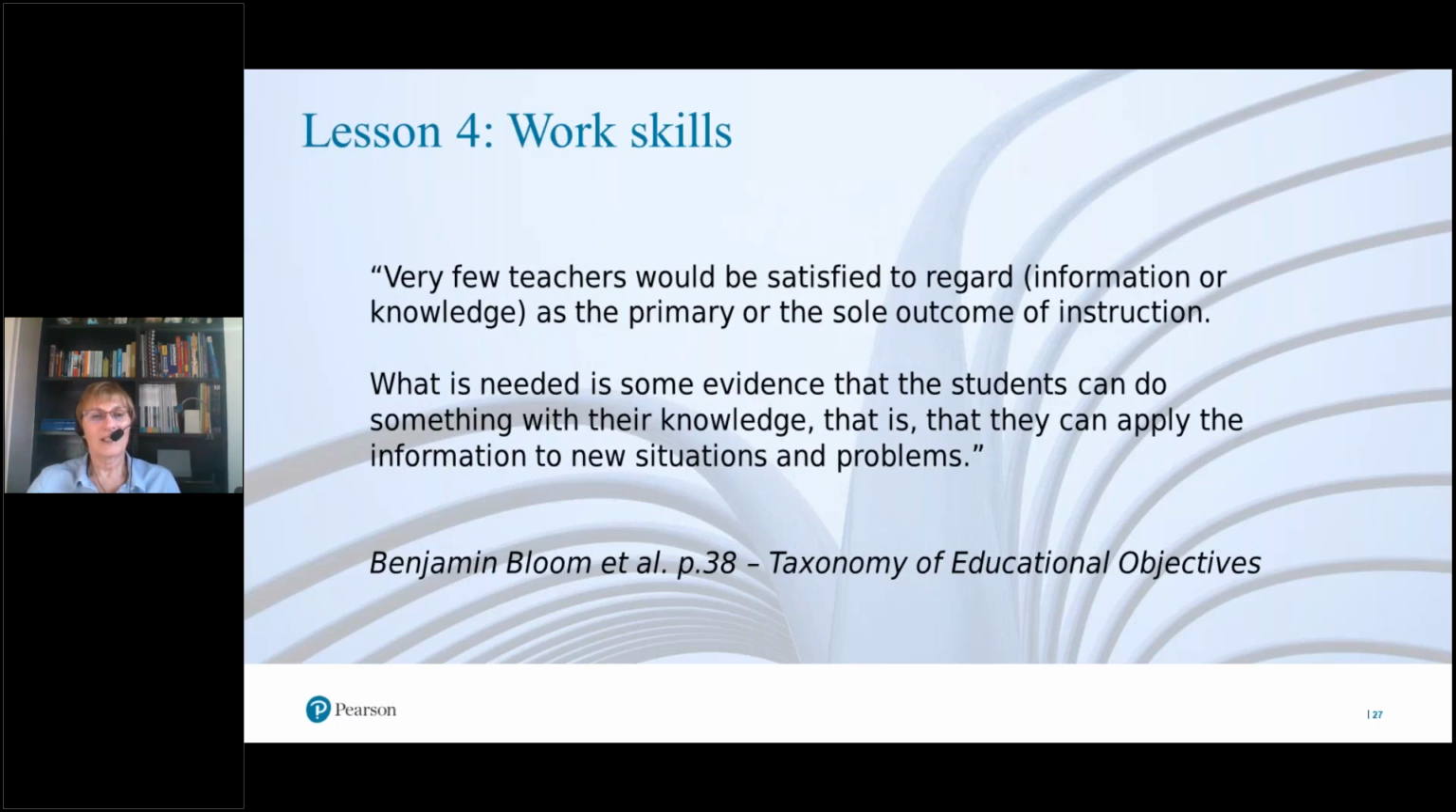As you probably already read, Benjamin Bloom said that very few tutors would be satisfied to regard information or knowledge as the primary or the sole outcome of instruction. What is needed is some evidence that the students can do something with their knowledge, that is, that they can use information in new situations and problems. I think that's also what our students want as well, and that's what we aim to do with this course. So I will stop there and hand back to Richard now to deal with any questions.